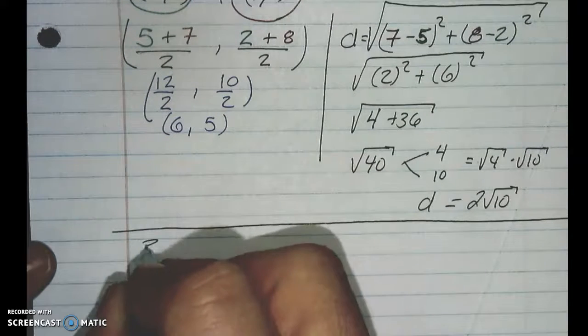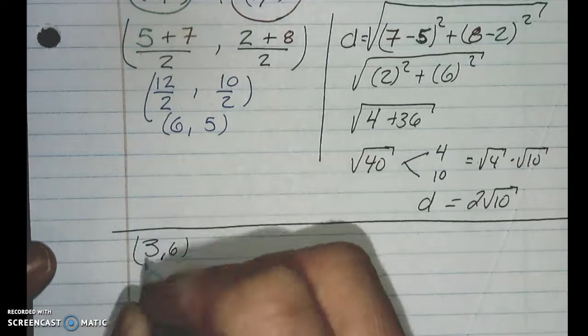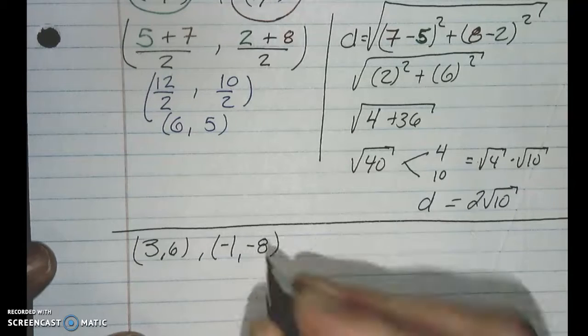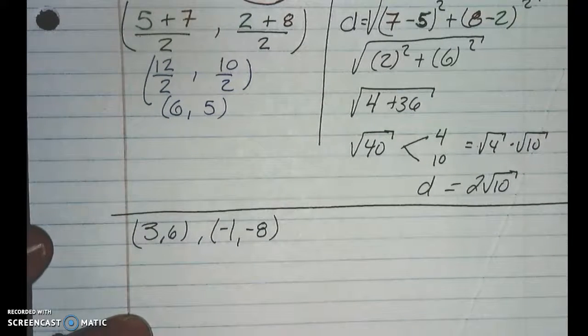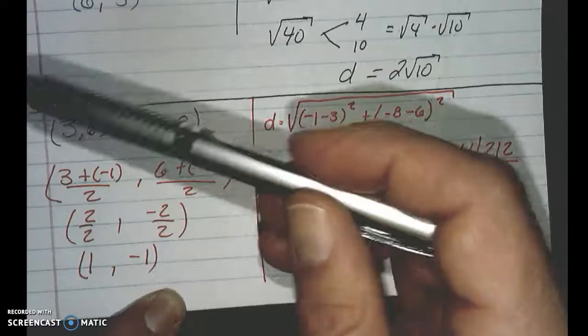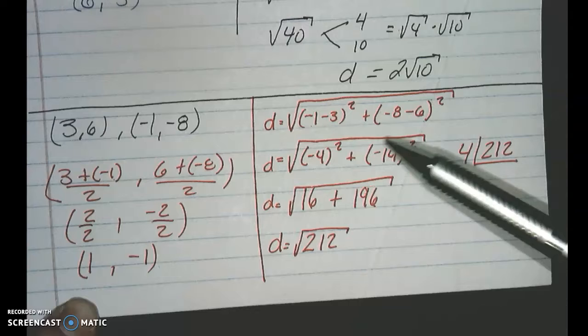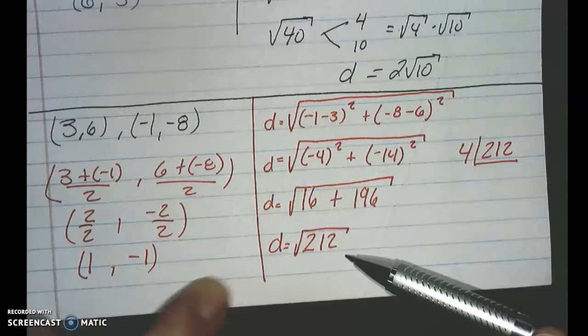Okay, here's your next example, and I'm going to throw you some negatives. Okay? Okay, so we did the midpoint. You should have gotten 1, negative 1. And then your distance formula, you should have gotten 2 square root of 212.